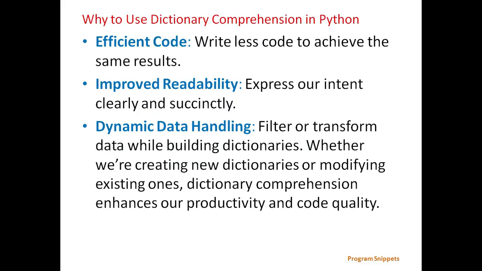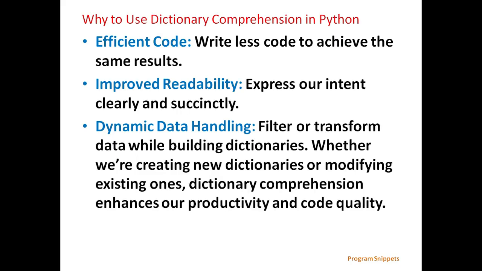We can use dictionary comprehension for the following reasons. First, when you want efficient code, that is, you want to write less code to achieve the same result. When you want to improve readability. And when you want dynamic data handling, that is, filter or transform data while building dictionaries. Whether we are creating a new dictionary or modifying an existing one, dictionary comprehension enhances our productivity and code quality.